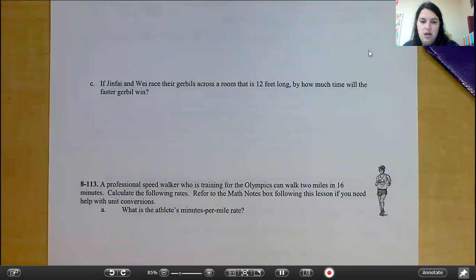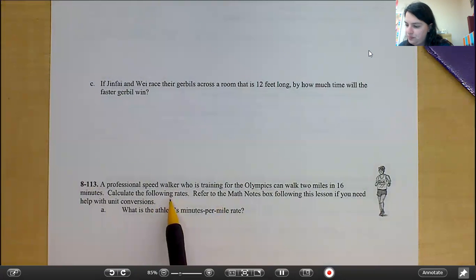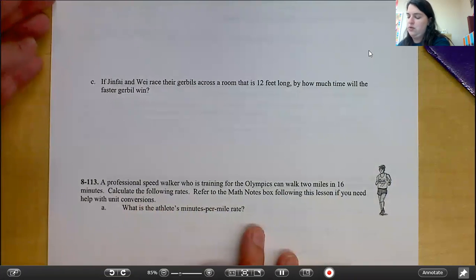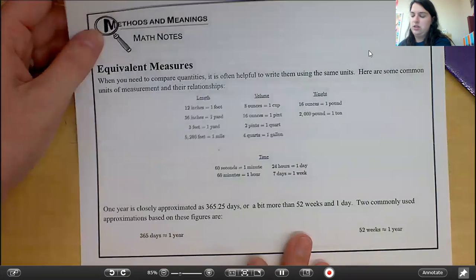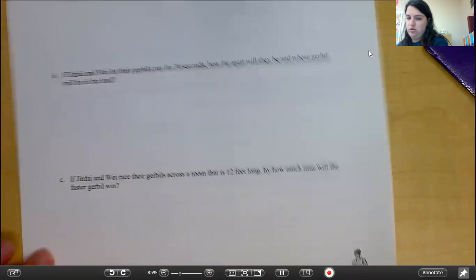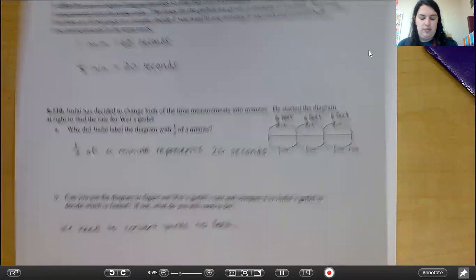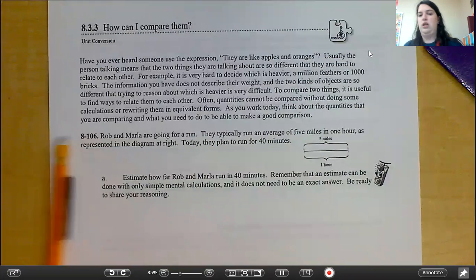8.1.13. A professional speed walker who is training for the Olympics can walk 2 miles in 16 minutes. Calculate the following rates. Refer to the math notes box following the lesson if you need help with unit conversions. On the back is your math notes box. If you need help with conversions, it's right here. But I would like you to try parts A, B, C, and D for this problem, and that's going to be something that we discuss in class. If you have any questions, please let me know, but your job is to finish 8.1.13.